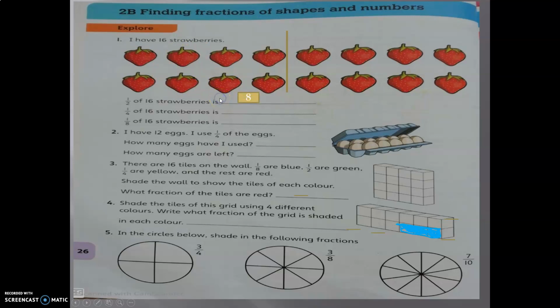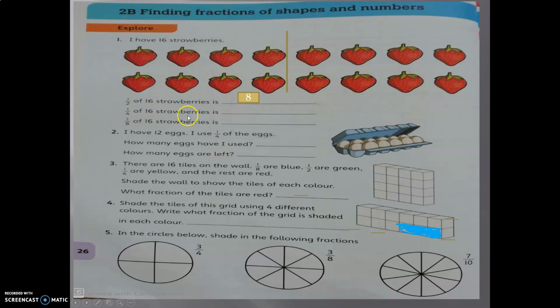If we count what we have in one part out of the 2 equal parts, we have 8. So we have 8 in this part and 8 in another part, and together they make the one whole set of 16 strawberries. So half of 16 strawberries is 8. But there is another way also to check. If you multiply 8 by the denominator 2, 8 times 2 gives you the total of 16 strawberries. Let's go to the next question.